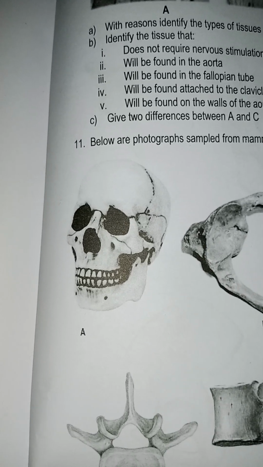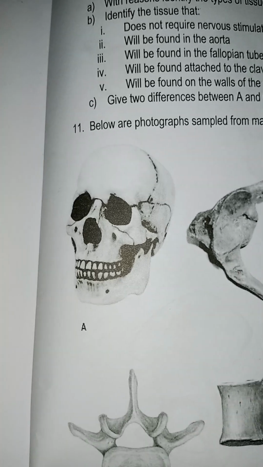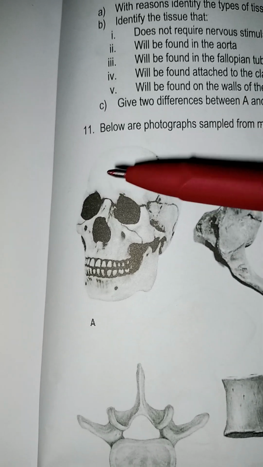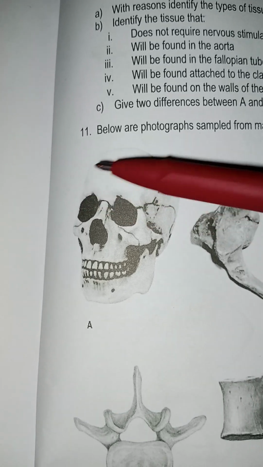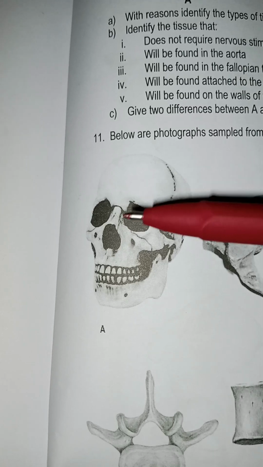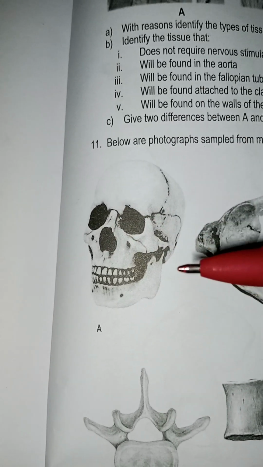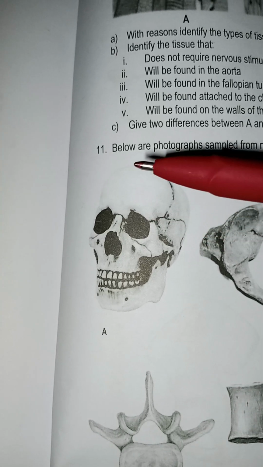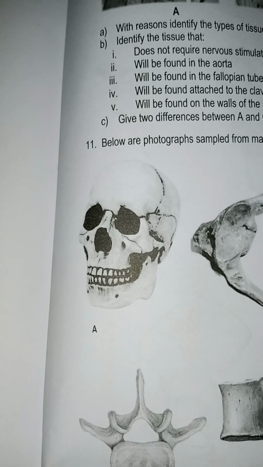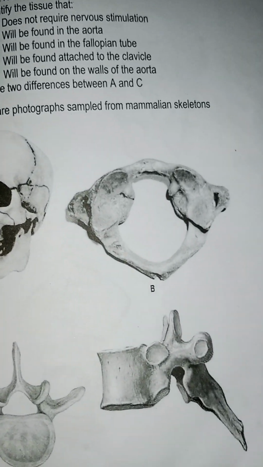And what makes us say that it is the cranium and not any other bone? Number one, it is because of the orbits. You can see the orbits where the eyes will be fixed. Then, of course, it has the sutures. You can see the sutures that form the innominate bone of the cranium. That is the cranium. Then B.